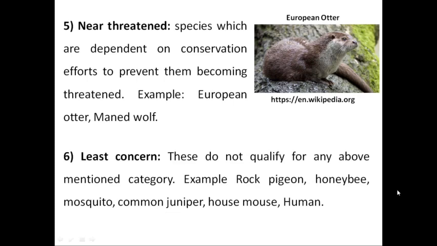And the last category is least concern. These species do not qualify for any of the above mentioned categories. The examples are rock pigeon, honeybee, mosquito, common juniper, house mouse, human beings, etc. So that was all about the different categories of the plant and animal species, and which tells us about the necessity of their conservation. So the species which are critically endangered or endangered, threatened or vulnerable, all those species require special attention and more conservation efforts so as to prevent them from becoming extinct.